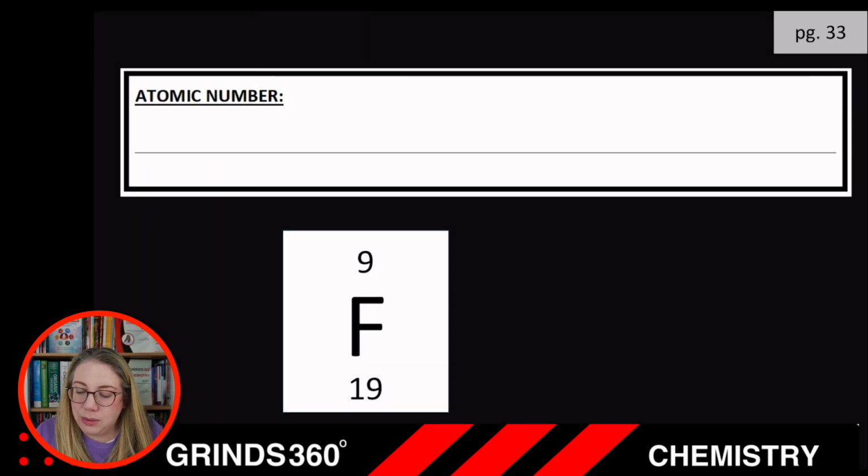Now, next up, we have to deal with what makes different elements different. Why are they different to each other? Why have we got 118 different elements? What's different about them? First up, we're going to see the atomic number. The atomic number of an element is a very unique number, and every single element in the periodic table has its own unique atomic number. Now, what does it mean for an atom? The atomic number is the number of protons in the nucleus.